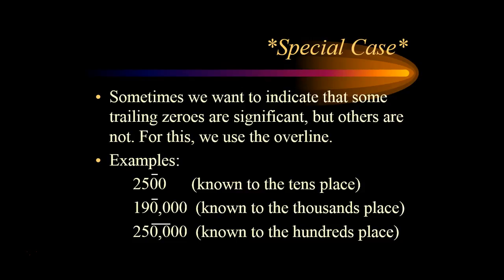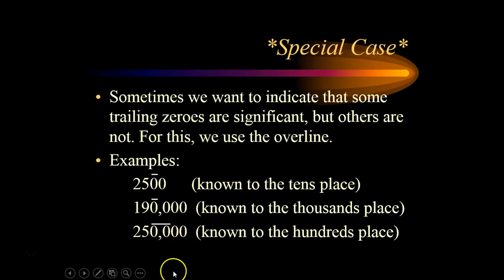All right, similarly, this next example, 190,000 known to the thousands place. So what we're saying here is we're confident in that first 0, all right? We're confident that it's 190,000, but anything in the hundreds or tens or ones is unknown, all right? And then as a last example here, 250,000 known to the hundreds place. So what we're saying here is we're confident that this first one is a 0, and we're confident that this one is a 0 here, but we don't really know what's going on in the tens or the ones place, all right?